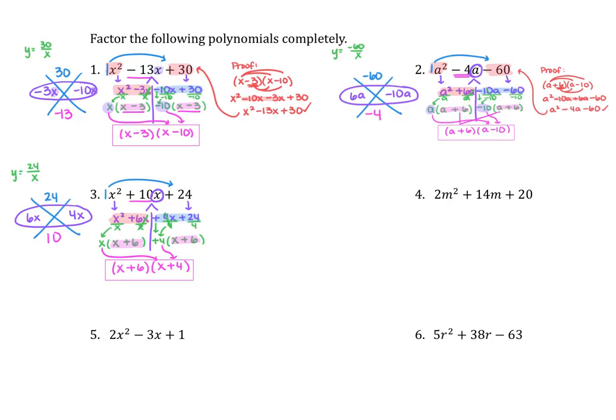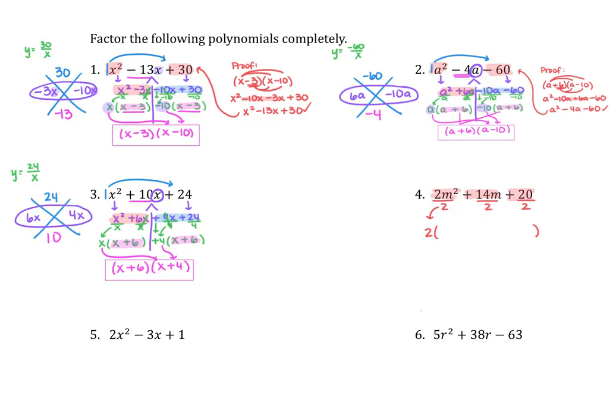All right, number 4. I'm going to start first by looking for a GCF. If you notice, 2m squared and 20 have a 2 in common. So I'm going to double check. Does 2 also go into 14m? And the answer to that is yes. So that means I'm actually going to divide all three terms by 2. They do not have a variable in common, so I won't pull a variable out. I'm going to write that in front of a set of parentheses.